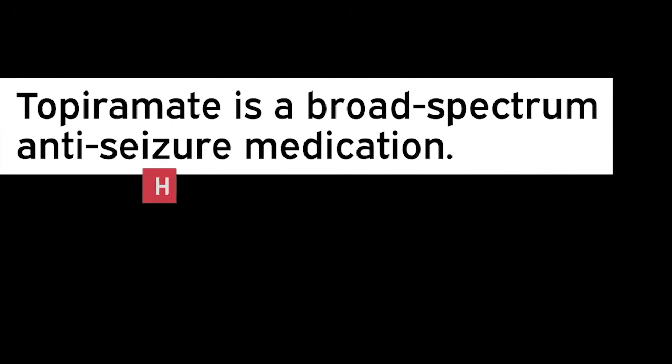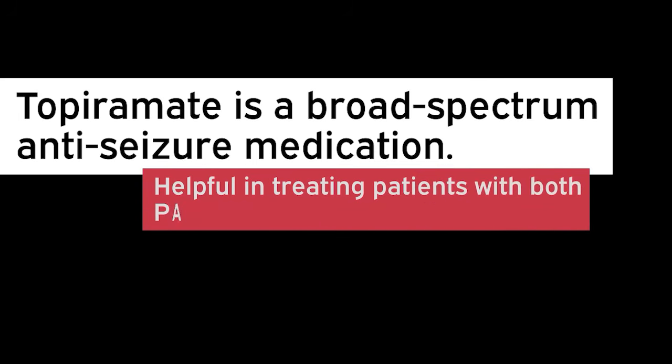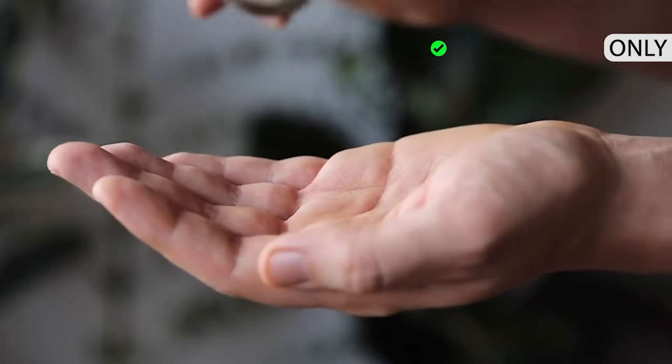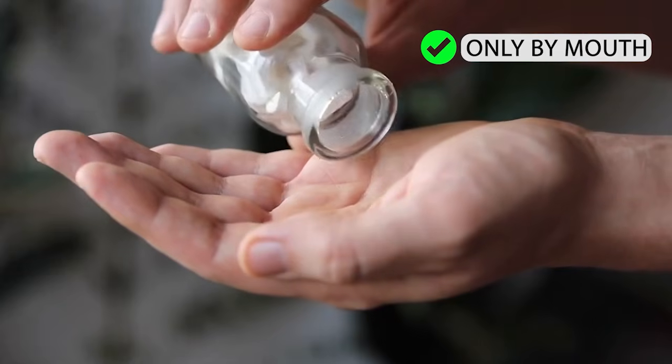Now, in terms of seizures, topiramate is a broad spectrum anti-seizure medication, meaning it is helpful in treating patients with both partial and generalized seizures. Topiramate can only be taken by mouth and is approved for adults and children aged 2 years and over. Also, its half-life is relatively long, so most patients only have to take it once daily.